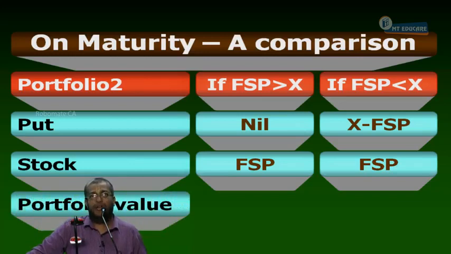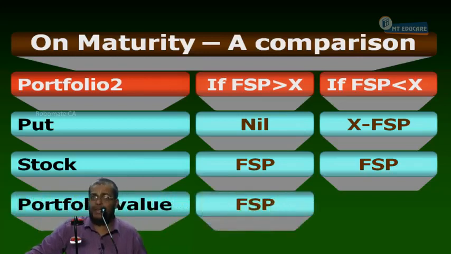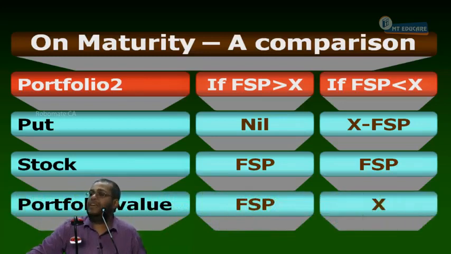Tell me what is the portfolio value? Nil plus FSP, FSP. X minus FSP is FSP gives you what? X. Everybody is on, no. Now, this is very simple.